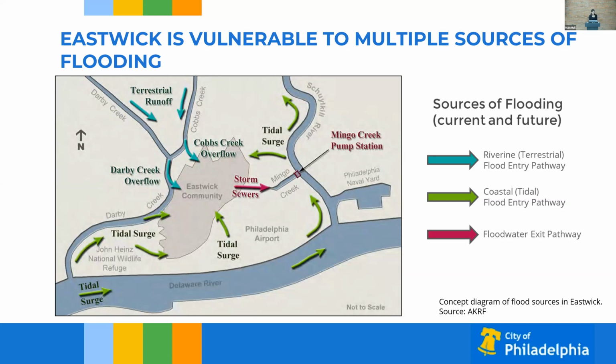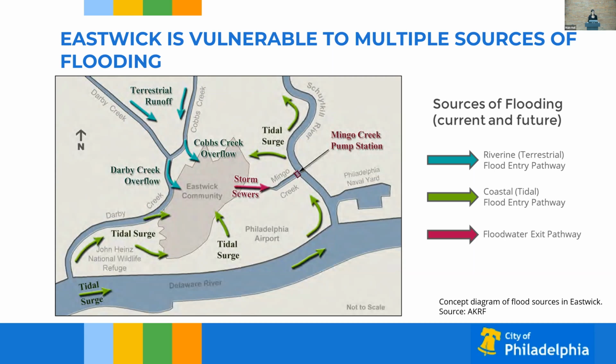And not only flooding, but this community has many other environmental burdens. It's not shown on this map, but there is a landfill here near where the creeks converge, which has been a source of contamination and health risk in the community for a very long time. They're close to the airport. They get a lot of air and noise pollution from the airport, as well as I-95, which cuts through the community.